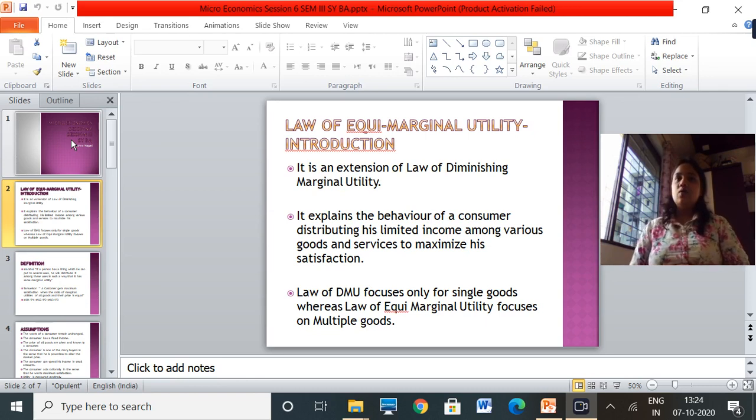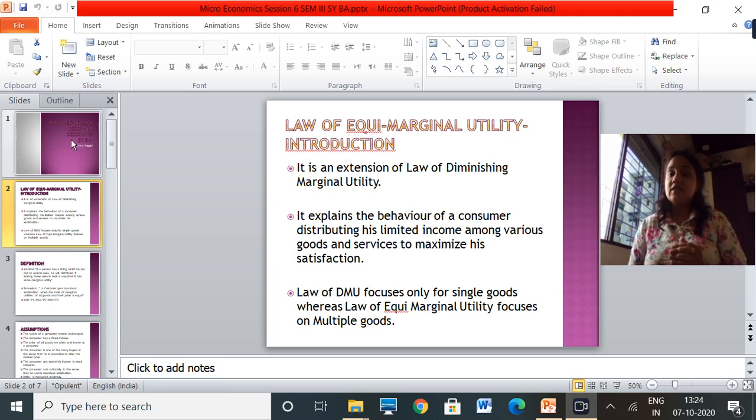So now the question is, how is the consumer going to understand how many goods he should buy of each commodity in order to achieve the maximum level of satisfaction? Therefore this law of equimarginal utility is also called the law of maximum satisfaction. It is also called Gossen's second law. This law is a little bit complicated. It is the extension of the law of diminishing marginal utility.